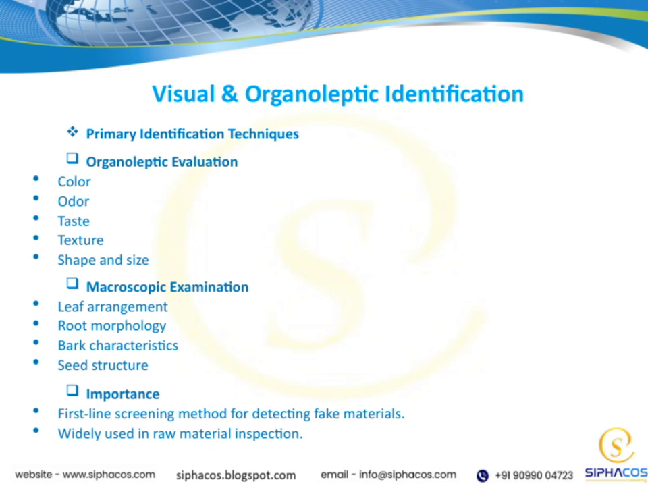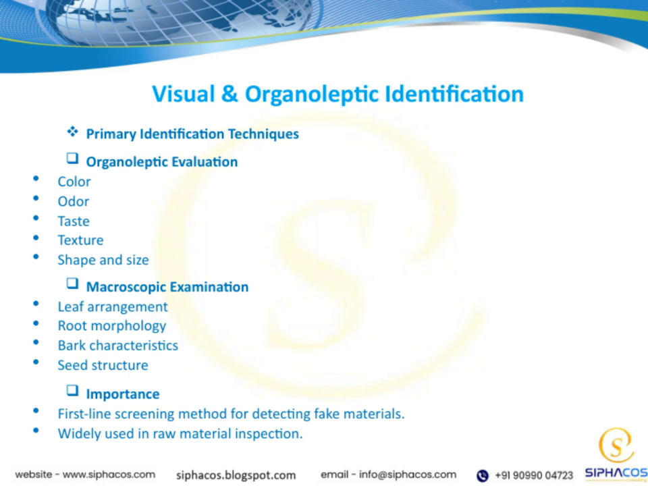This is more about visually inspecting larger features like leaf arrangement, root structure, bark characteristics, and seed structure. These features are crucial because they provide more detailed insights into the material's identity and origin. Now, why are these methods important? Well, they serve as the first-line screening tools for detecting fake or adulterated materials. They're quick, cost-effective, and widely used in raw material inspection.